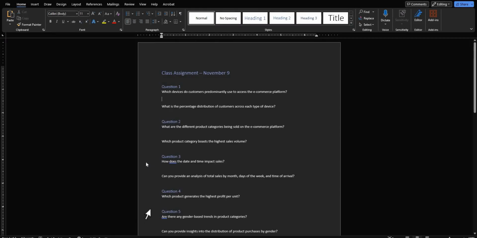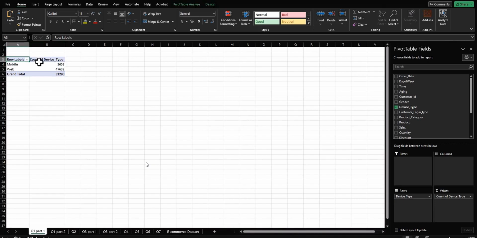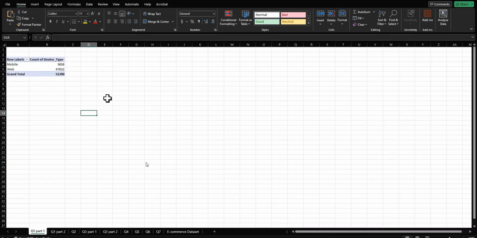Question 1: which devices do customers predominantly use to access the e-commerce platform? I created this pivot table. I added device type to rows so that I have those as the row labels there, and then I added device type to the values, which gives me a count of those device types there. That gives me the answer.